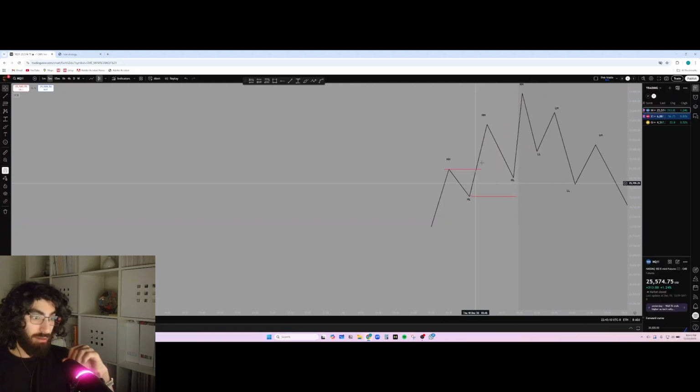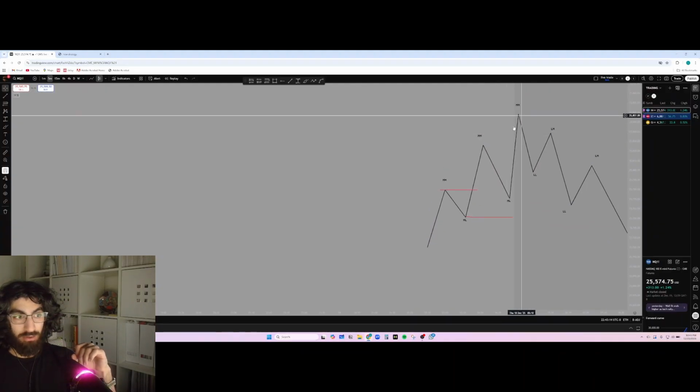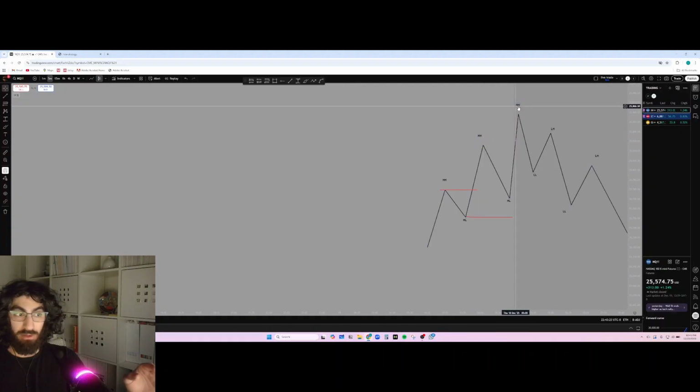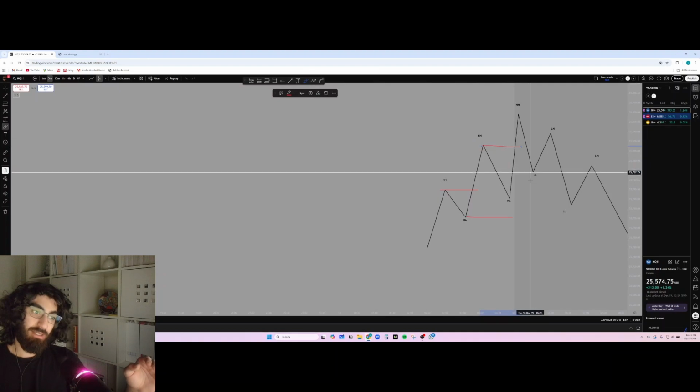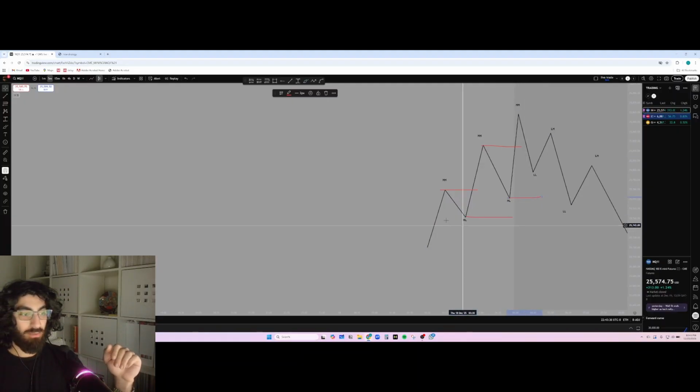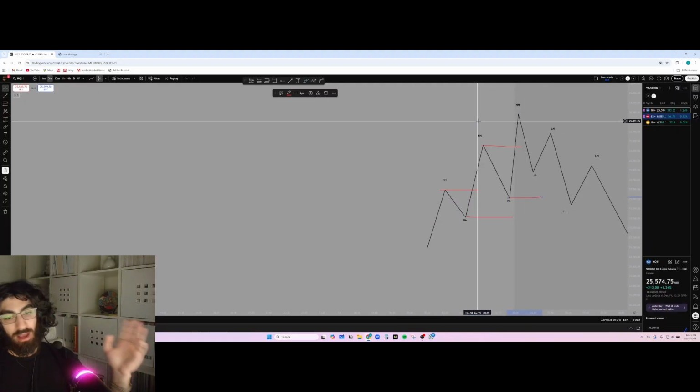Now the same thing here. This higher high created a new higher high. We broke above it. We formed a new higher high. So when you have a new higher high, you're still in a bullish market. And once again, the higher low remained untouched. And so you're still going up. It's a bullish market.